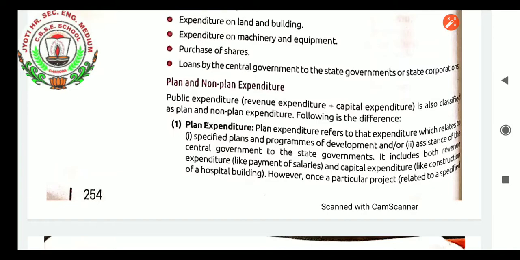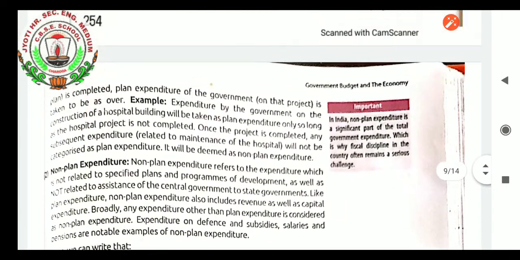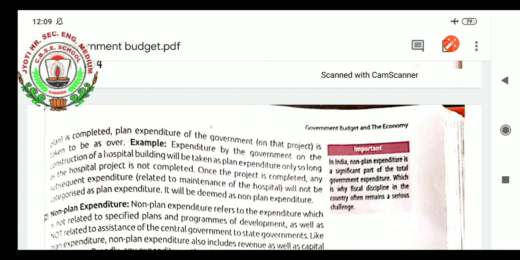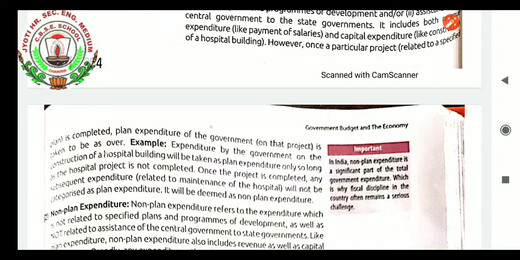Public expenditure, revenue expenditure plus capital expenditure, is also classified as plan and non-plan expenditure. Following is the difference. Very first, plan expenditure. Plan expenditure refers to that expenditure which relates to the specified plans and programs of development or assistance of the central government to the state governments. It includes both revenue expenditure like payment of salaries and capital expenditure like construction of a hospital building. However, once a particular project related to a specified plan is completed, plan expenditure of the government on that project is taken to be over.